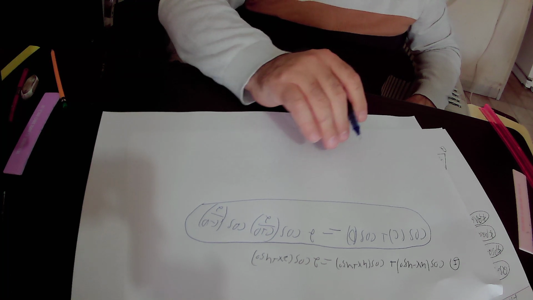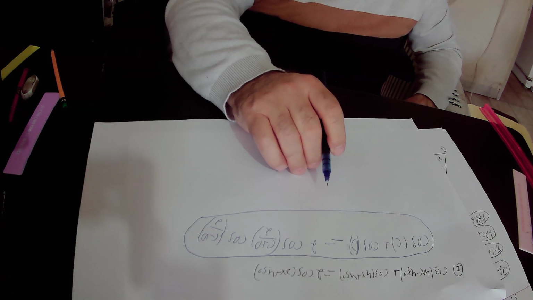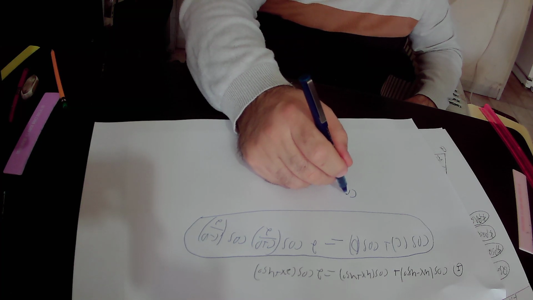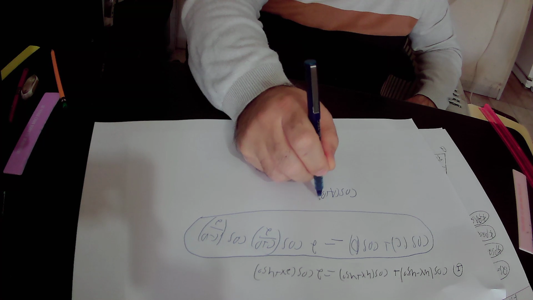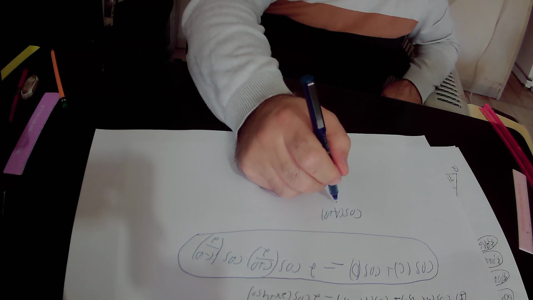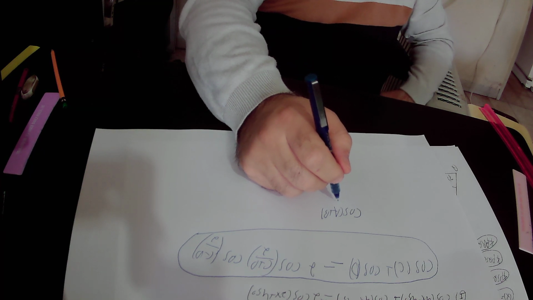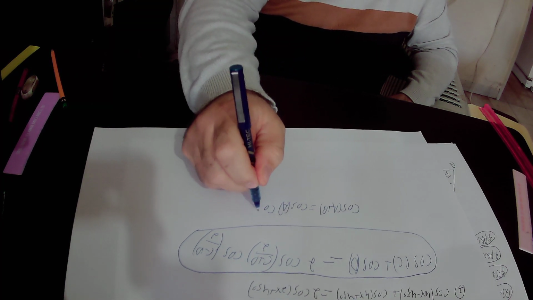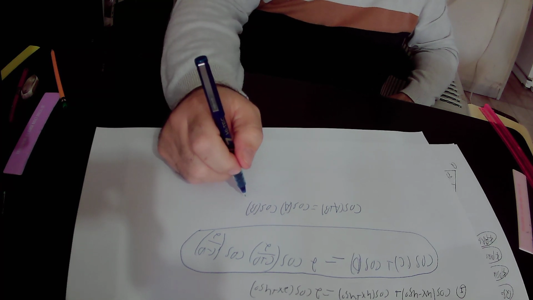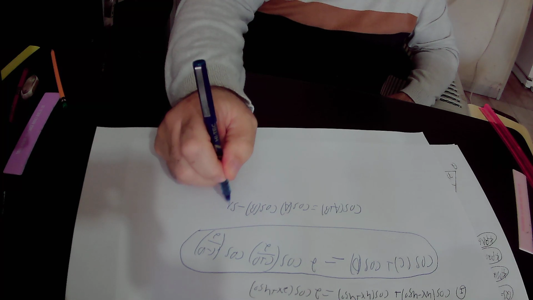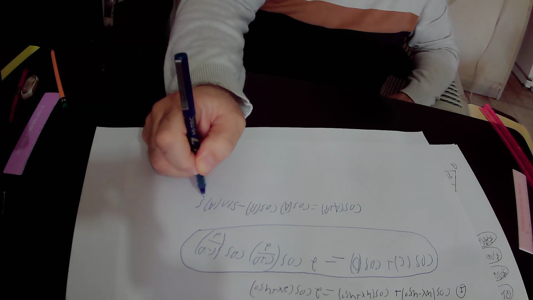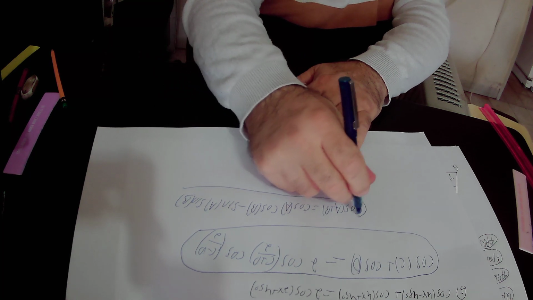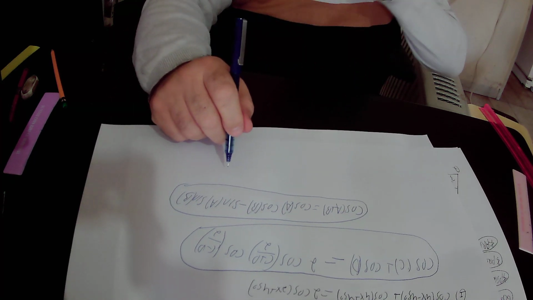And for the other side of equation number 1, we will use the trigonometric identity that states that cosine A plus B equals cosine A cosine B minus sine A times sine B. So we will use those two trigonometric identities in order to simplify our equation number 1.